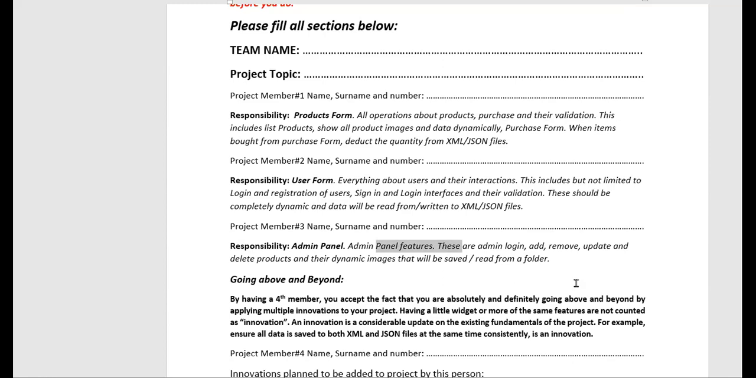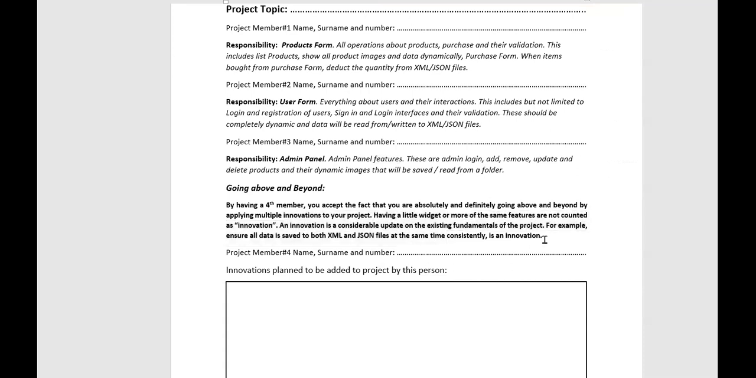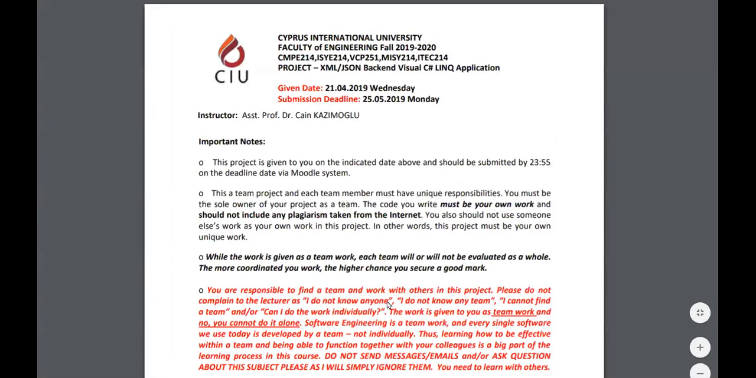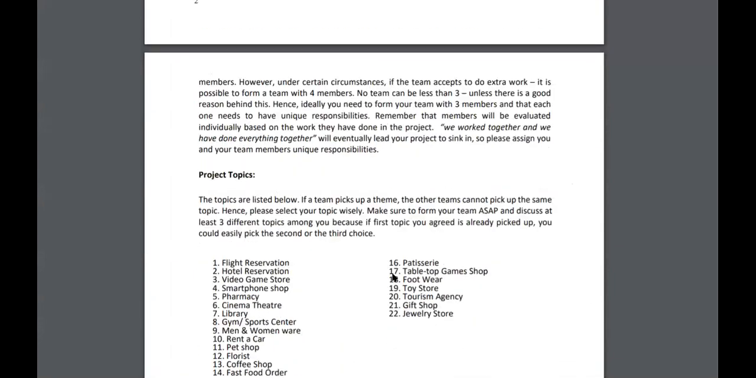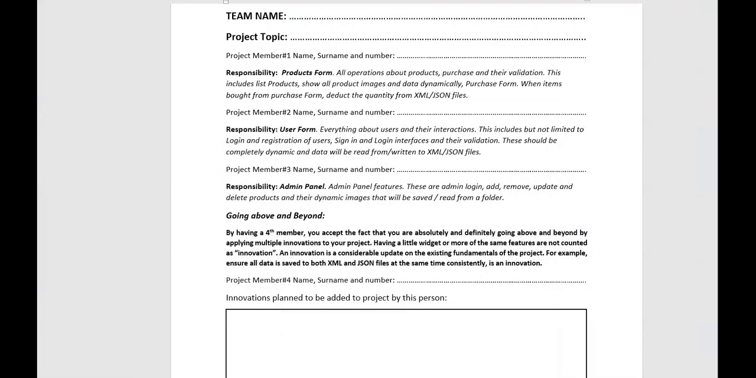You can have a fourth member. That's absolutely okay. The functionalities for him or her are mentioned there as well, such as saving data to both XML and JSON, which is considered an innovation. You can do other innovations as well, which are mentioned in the file section. If you go down, you'll see innovation suggestions, such as saving data into both formats, or a fully functional installation package with shortcuts and installation wizard, which can be assigned to the fourth person.